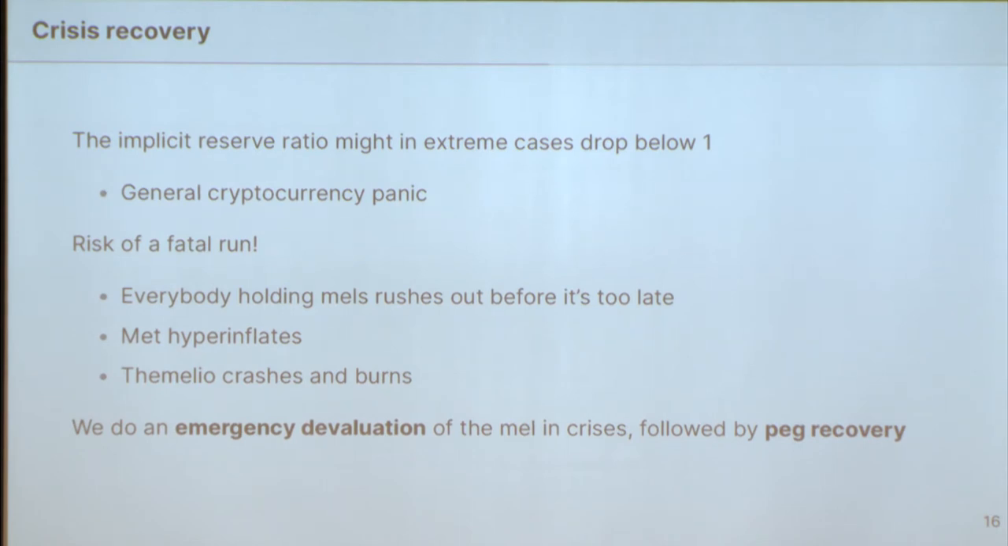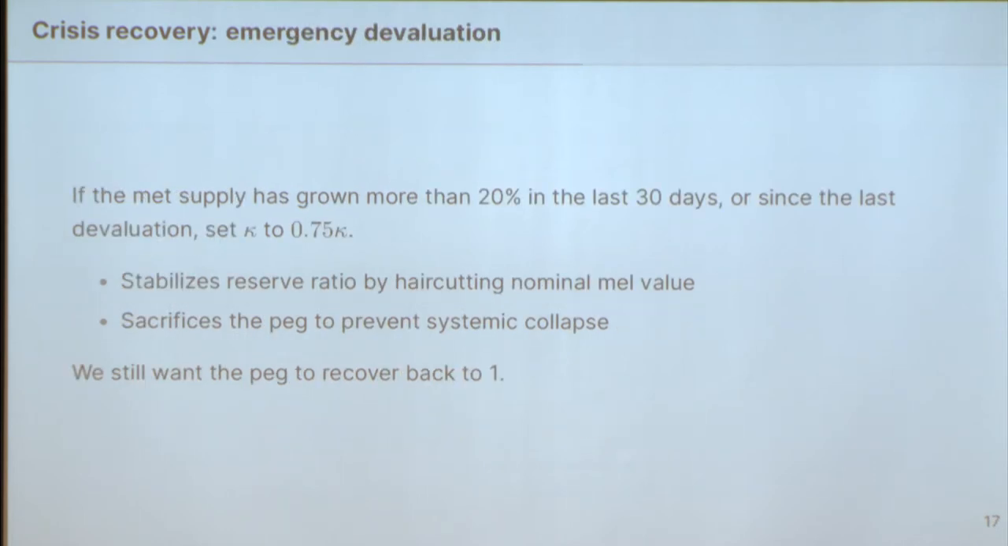And to defend the peg, the METs would hyperinflate, but that would not be enough. And the whole system will crash and burn because your proof of stake token is now worthless. So this is obviously bad. And therefore, we have an emergency devaluation mechanism that is basically, if we detect a hyperinflation in the backing equity, we devalue kappa to 0.75 of its previous value.